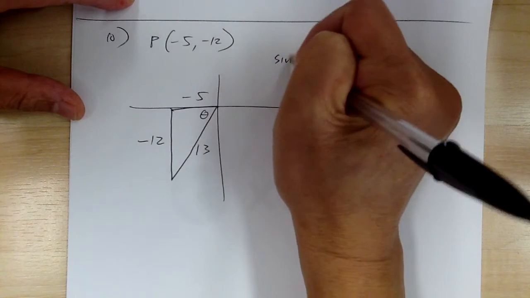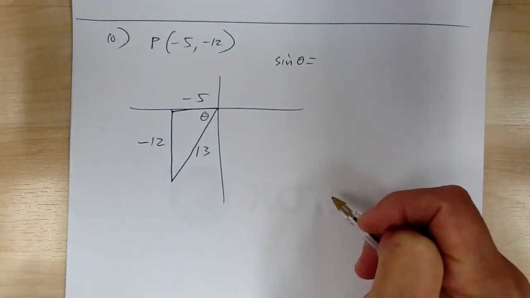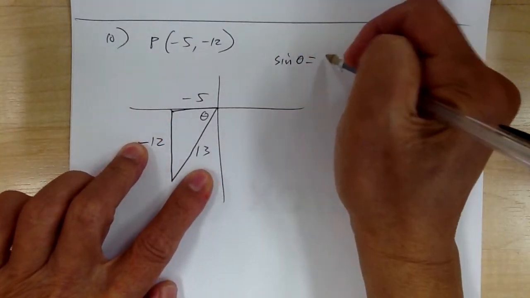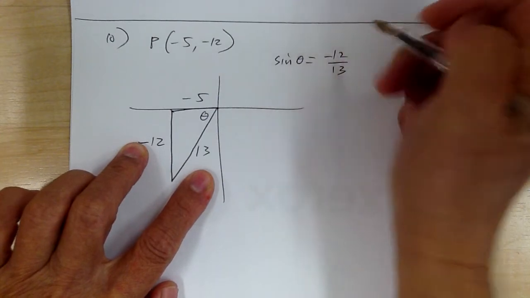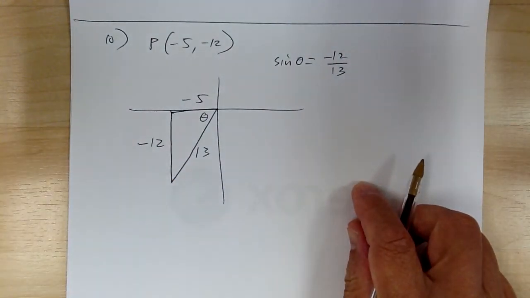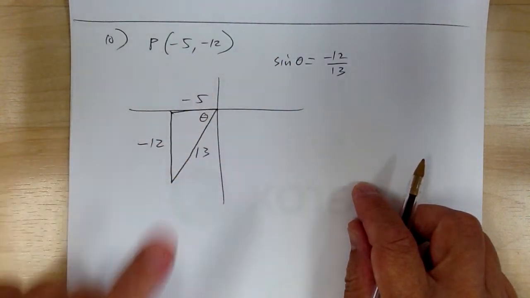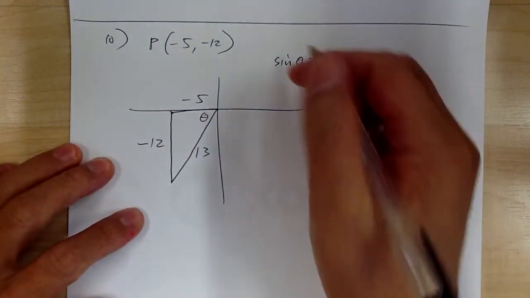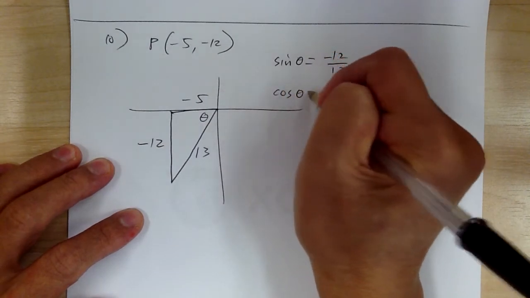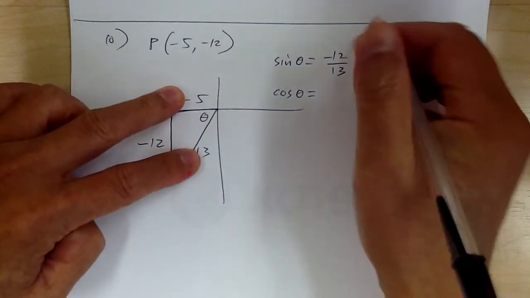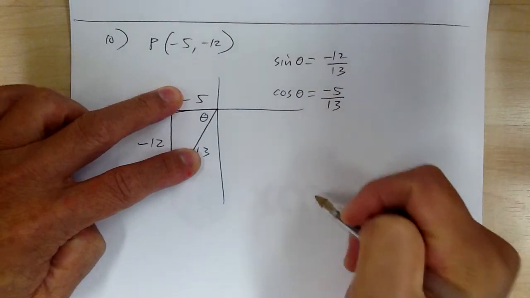So in this case, again, sine theta. Sine is vertical, so it's this over that. So it'd be -12 over 13, right? Sine is, again, think about a stop sign, right? It goes up and down. So that's how you remember sine. It's up and down. So by doing that, you can remember cosine is horizontal. So it'd be -5 over 13.